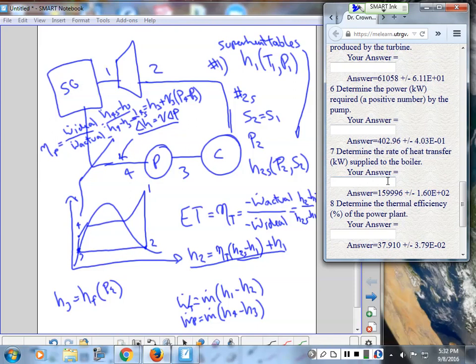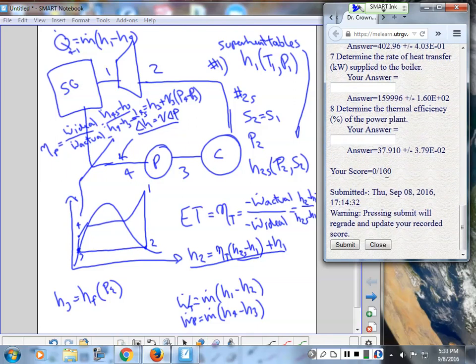And then determine the rate of heat transfer to the boiler. That's just the difference between state 1 and state 4. So Q for the boiler equals m dot, from 4 to 1, times H1 minus H4. That's how much energy is going in to raise the enthalpy. And that's right here. And then finally, the thermal efficiency for the plant equals the power for the turbine minus the power for the pump divided by Q_in, which is Q from 4 to 1.